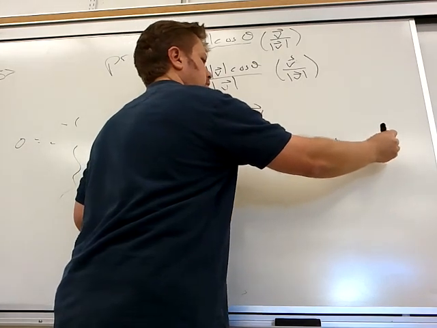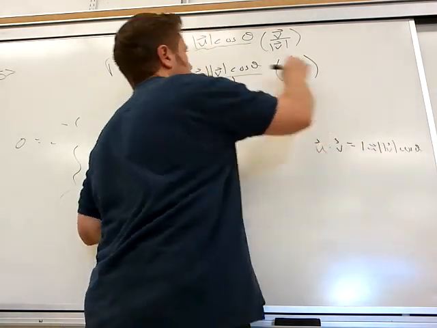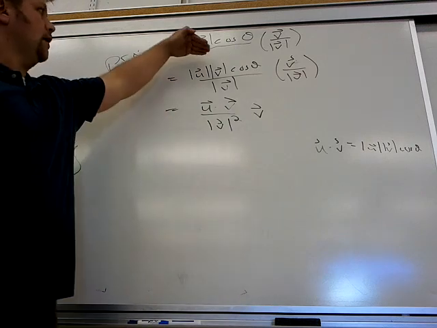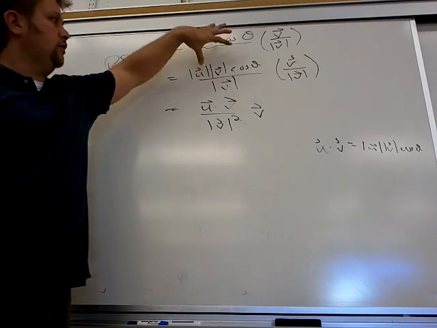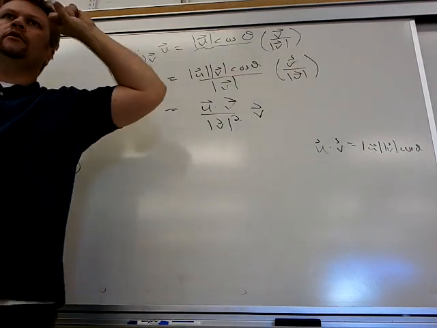Magnitude u, magnitude v, cosine theta. Cosine. So I just replace that with what it is. And that's why I multiply by v magnitude on top and bottom, so I can capture the u dot v expression.